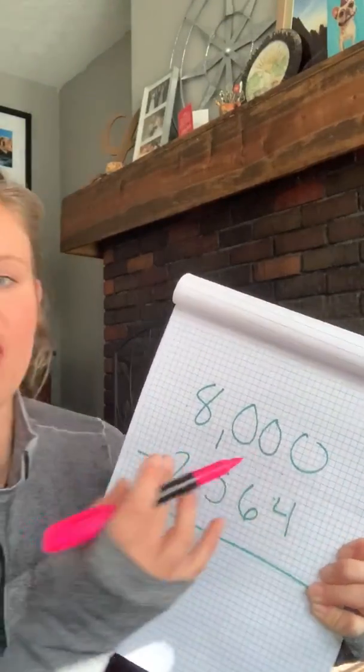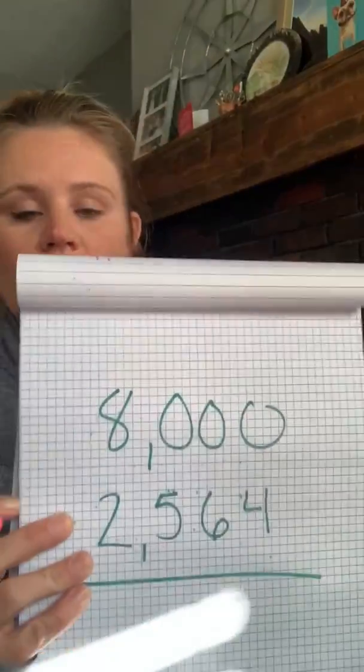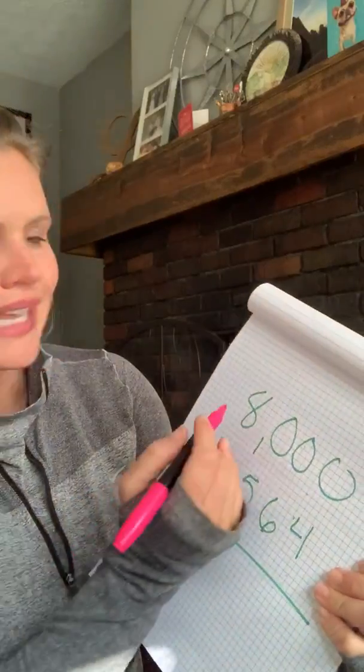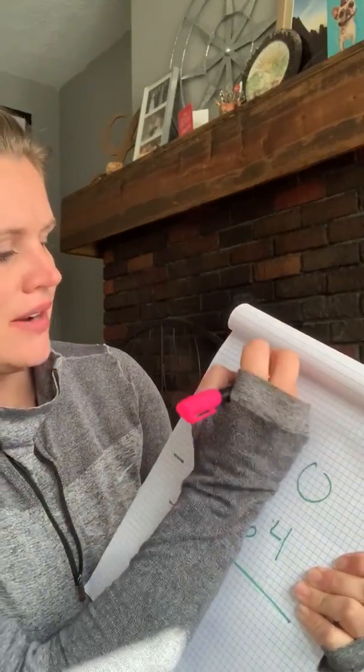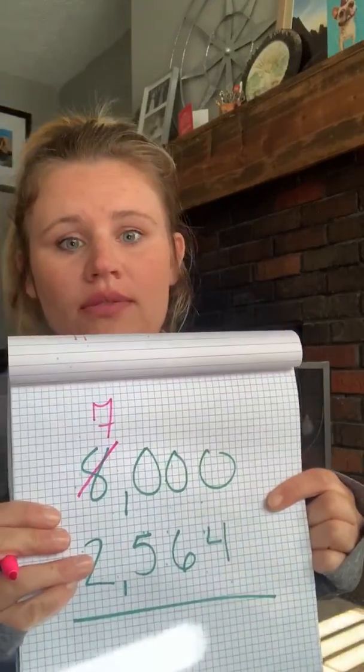I don't think so. So I have to go all the way out to the 1,000 spot to start regrouping. So I asked my 8, can we borrow some? He says, sure. So I cross out my 8, and my 8 becomes a 7. But do I still have to do a lot of regrouping?